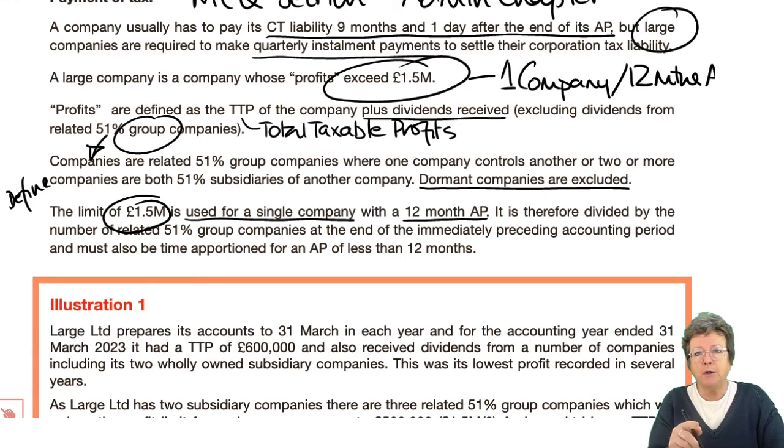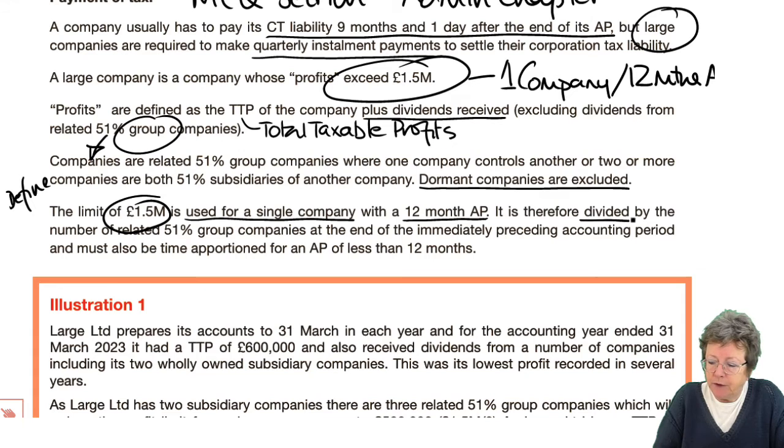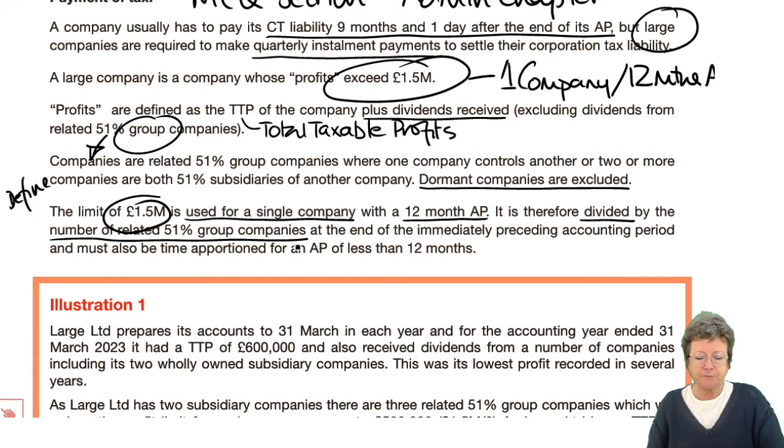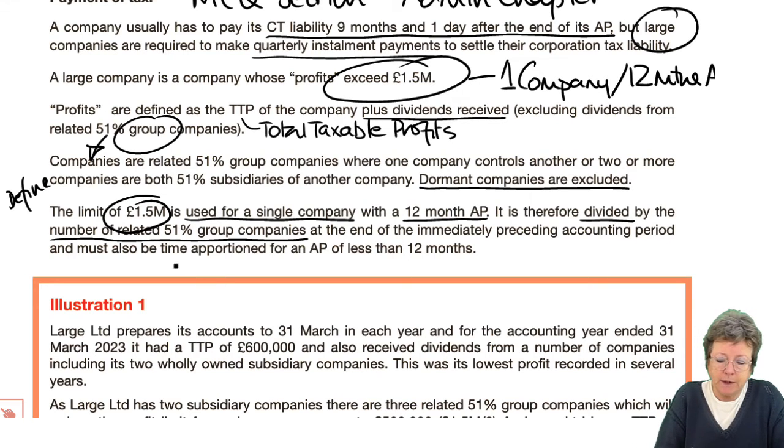If it's more than one company, you divide it up. If it's less than 12 months, you divide it. If there is a group, you divide it between the number of related group companies and time apportion the accounting period if it's less than 12 months.